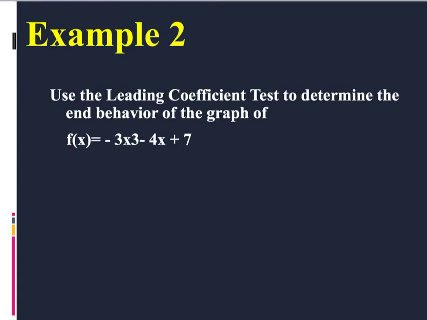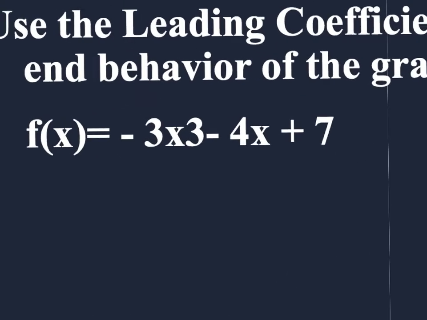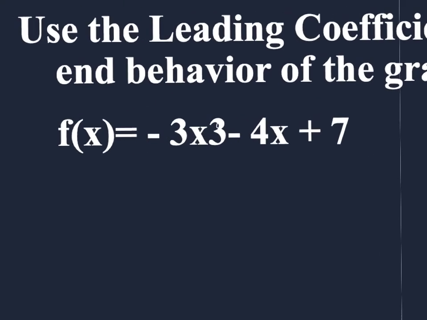Okay, so let's take a look at this example. Example 2 says use the leading coefficient test to determine the end behavior of the graph of, and again, that should be an exponent. This should say to the third power here. So we have negative 3x cubed minus 4x plus 7.